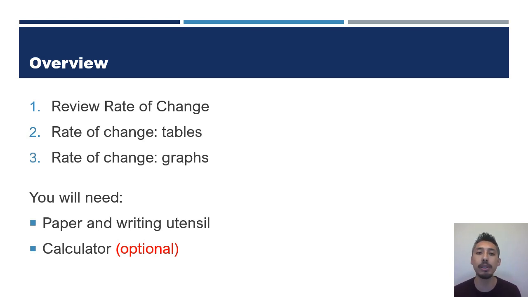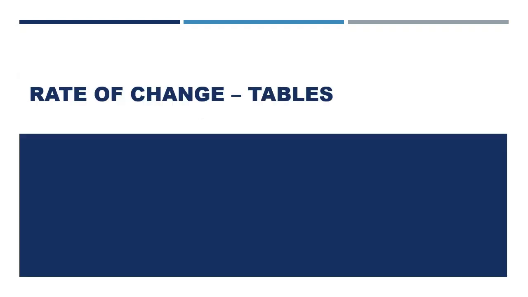In this lesson, we will be reviewing rate of change, and we're going to be talking about rate of change in two main situations, when we're talking about tables and when we're talking about graphs. For this assignment, you will need some sort of paper or writing utensil just to take down some notes and to work out some numbers when I ask you to do so. You can use a calculator if you'd like. I would prefer if you try to do most of the work by hand, but you can use a calculator if that is easier for you.